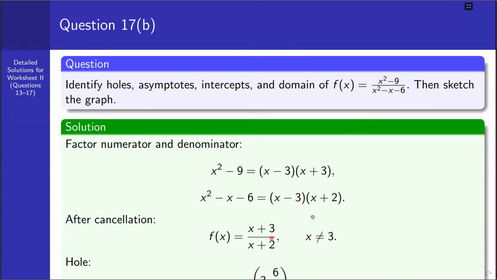So what happens at this point? The function will have a hole. If we substitute, I mean positive 3 for x, 3 plus 3 is 6, 3 plus 2 is 5, so that 6 over 5 could be the hole. This function will have a hole at 3, 6 over 5.